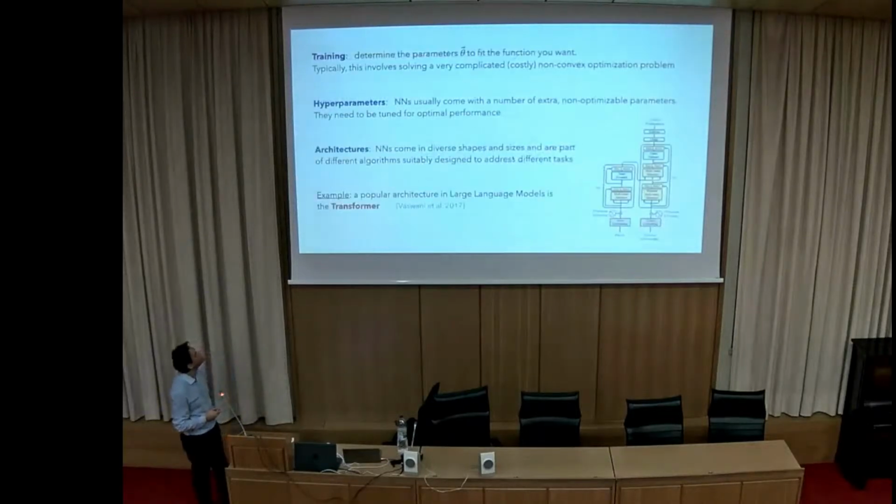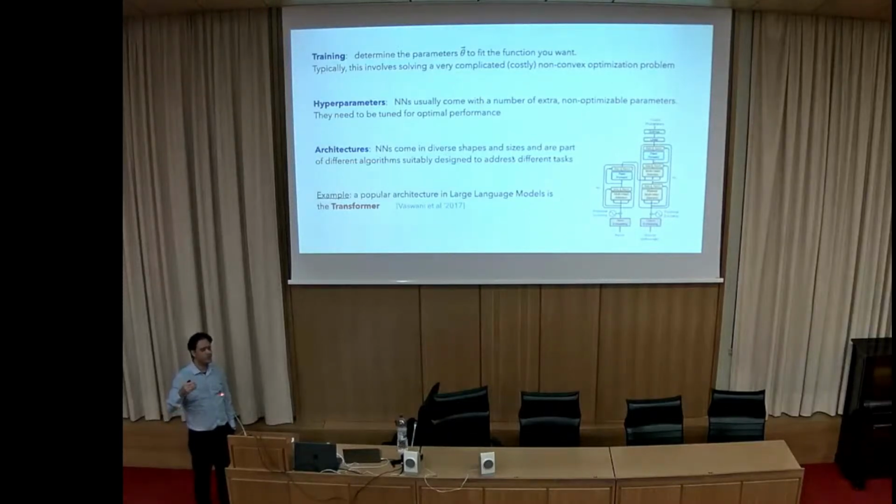Okay. Now, there are some other keywords here. For example, what does it mean to train a neural network? Again, the concept is very simple. You want the function to have some properties. For example, you want it to have specific values, or you want it to satisfy some equation. Okay? The idea is to tune your parameters theta so that your function fits the criteria that you want it to satisfy. And typically, this involves solving a complicated non-convex optimization problem. And this is typically hard and rather costly.